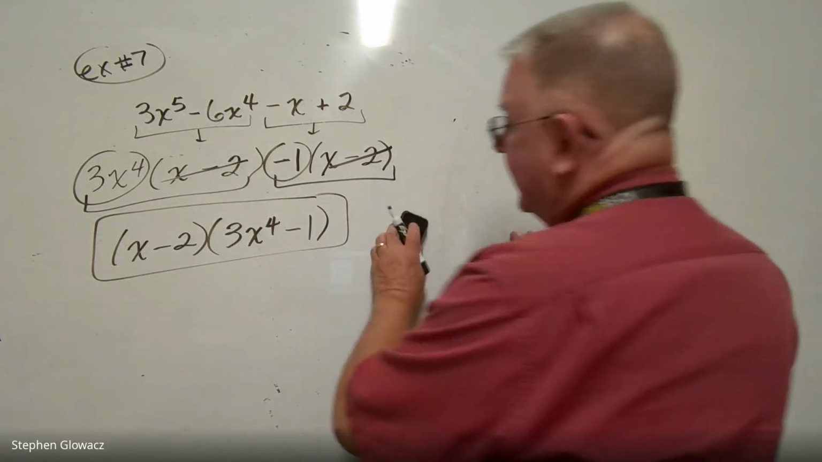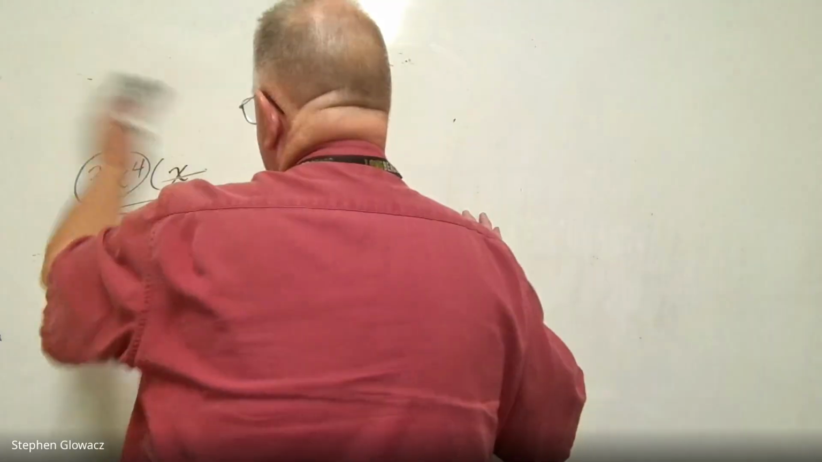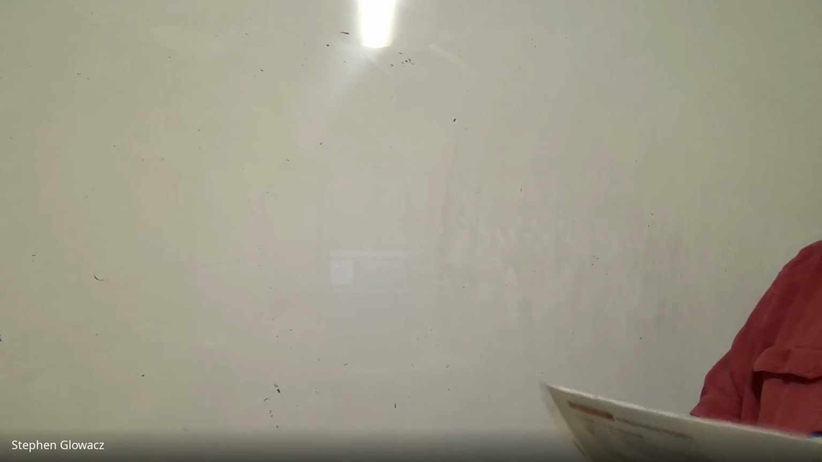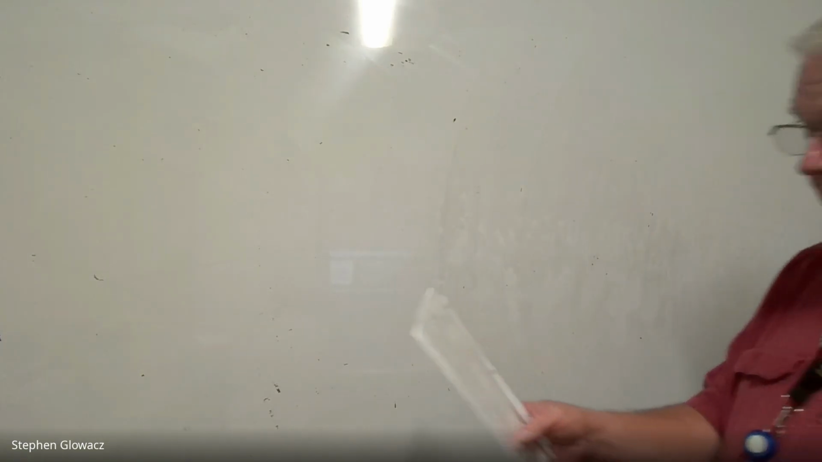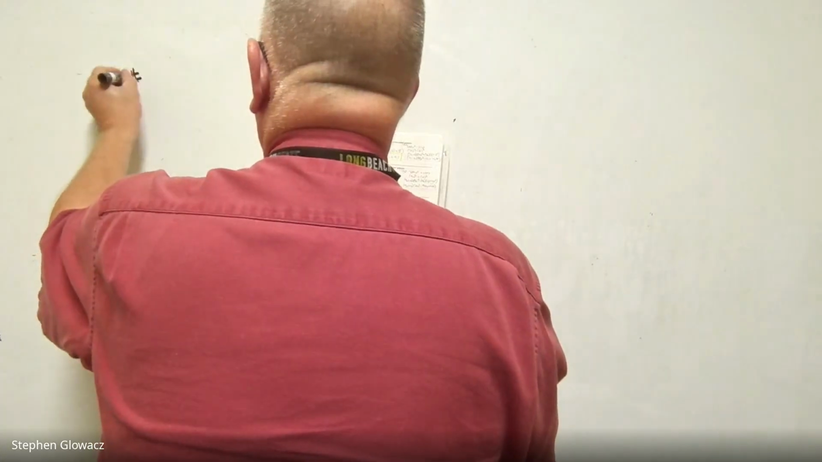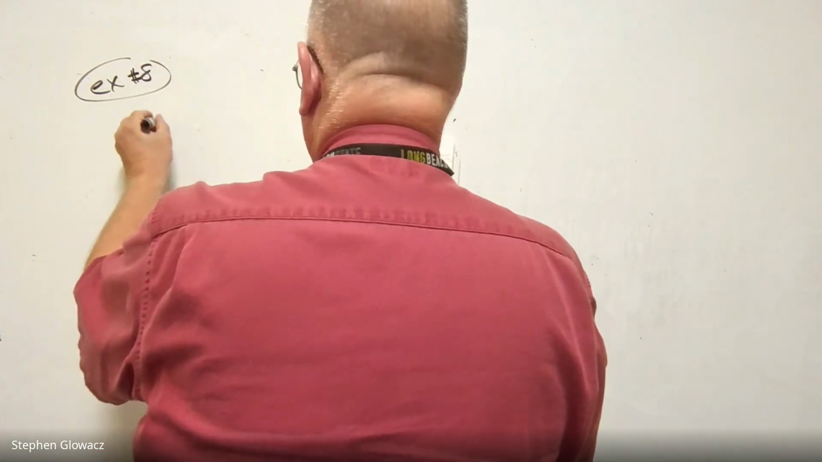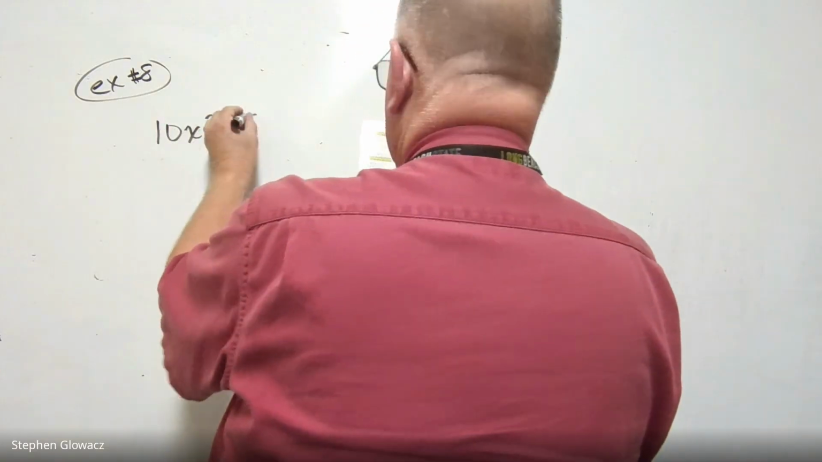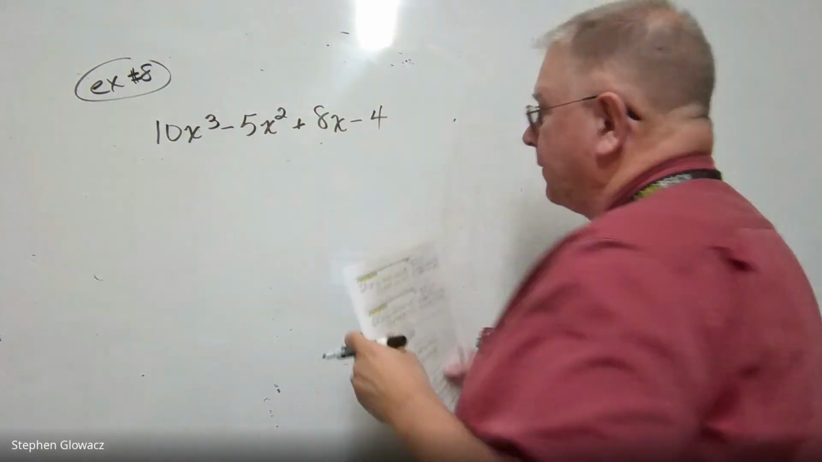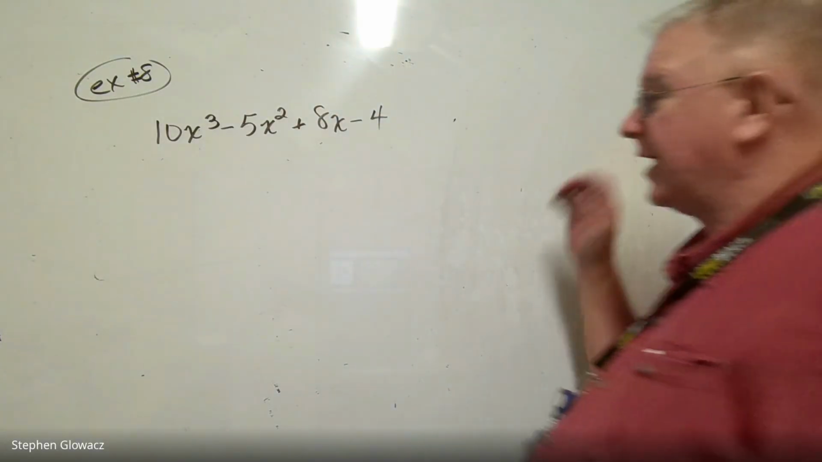All right, let's take a look at an example for our last problem, number 8, and that is going to be another factoring by grouping problem. And so let's go ahead and do that. This is our example for number 8. We have 10x to the 3rd minus 5x squared plus 8x minus 4. All right, so once again, factoring by grouping.